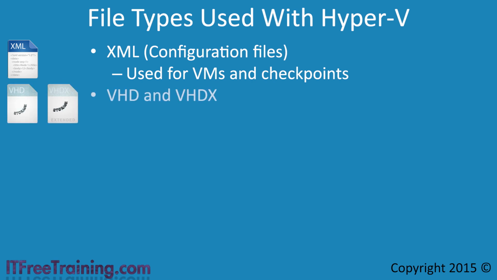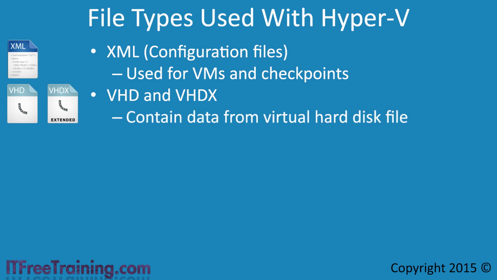The next file type is VHD and VHDX files. These two file types contain the data from a virtual hard disk. If your virtual machine uses virtual hard disks, the XML file will store the location of the VHD or VHDX file that contains this data. VHD is the older file standard and VHDX is the newer file standard. VHDX adds the ability to use larger virtual hard disks and improves reliability and performance. However, it does require Windows 8 or Windows Server 2012.